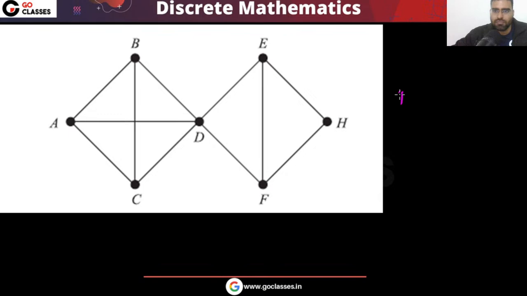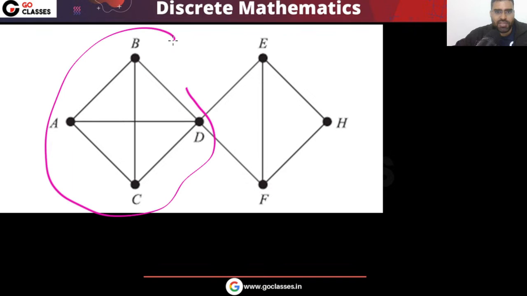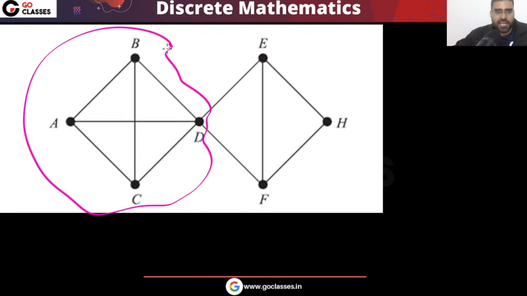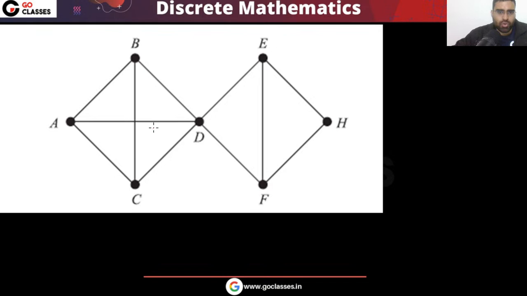What is the diameter of this graph? In this graph, what is the longest shortest path? See, here everyone is connected by an edge. Can you notice that in this area everyone is connected by an edge? So from H, if I want to go to, for example, B, that will be my diameter, right? H to B, or H to A, whatever. H to B distance will be 1, 2, 3. So that will be 3.